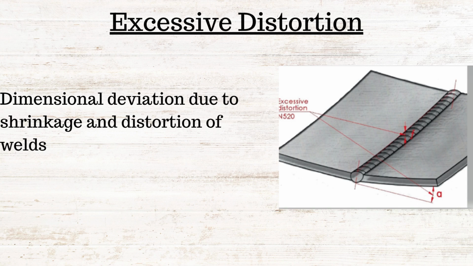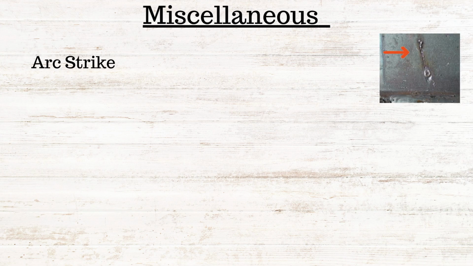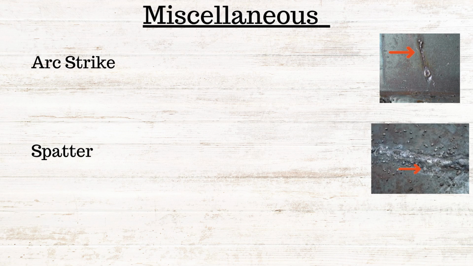Now let us see different miscellaneous types of welding imperfections or welding defects. There are arc strike or stray arc. You can see in the photograph. These are the local damages to the surface of the parent material adjacent to the weld, resulting from arcing or striking the arc outside the joint preparation. Spatter is also another issue where globules of weld metal or filler metal are expelled during welding and adhere to the surface of a parent material or solidified weld metal.